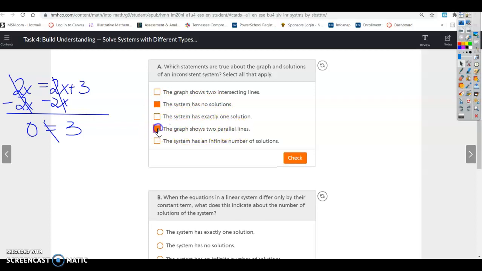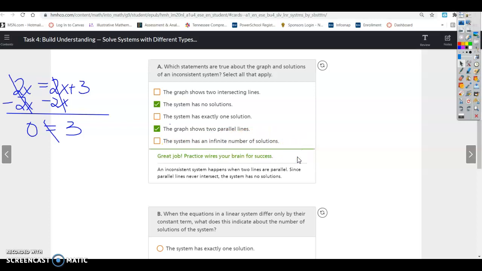Yes. So they could have parallel lines. They have the same slope. They do not intersect, so there's no solution for the system. The system has an infinite number. No, that was in the last example.